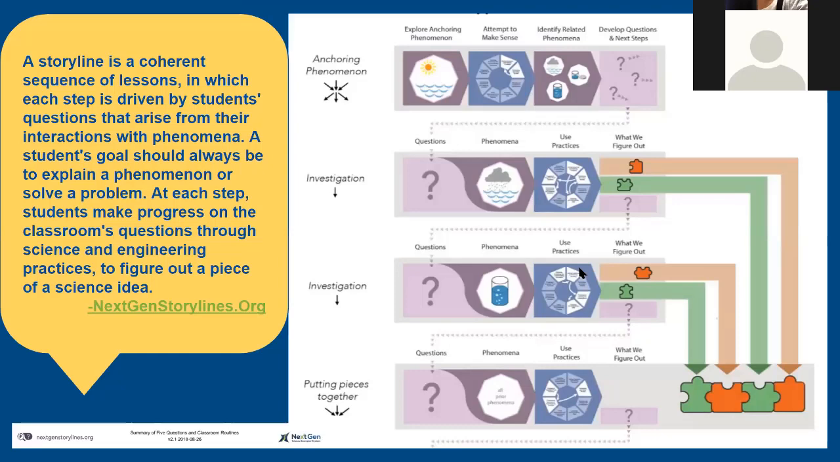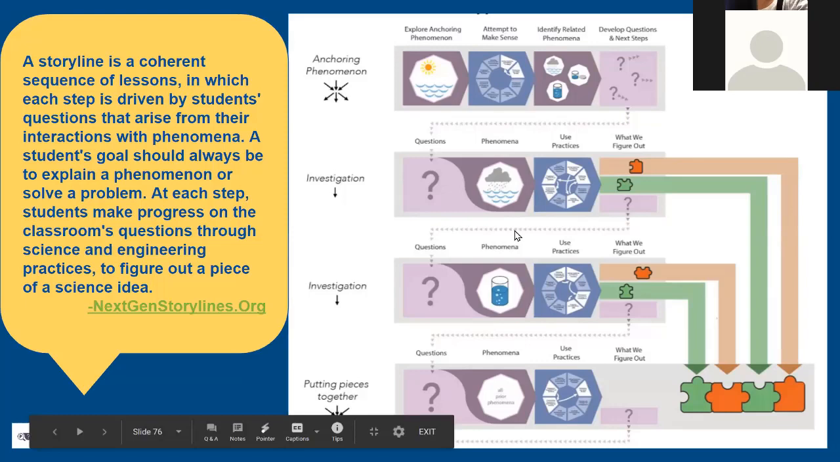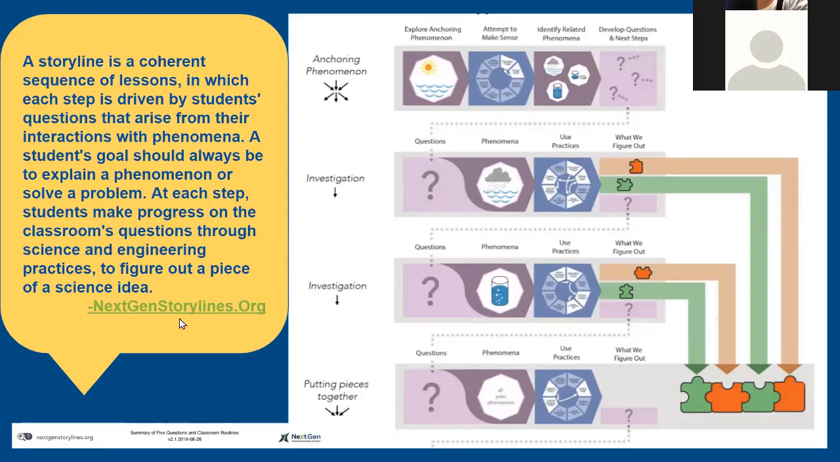Now, there's a really intense graphic here that I want to discuss because it's very helpful when we're thinking about designing science ideas. And so it comes from this site called Next Gen Storylines. And they say that a storyline is a coherent sequence of lessons in which each step is driven by students' questions that arise from their interactions with phenomenon, which I know somebody said earlier when we were talking about the qualities of an anchoring phenomenon.